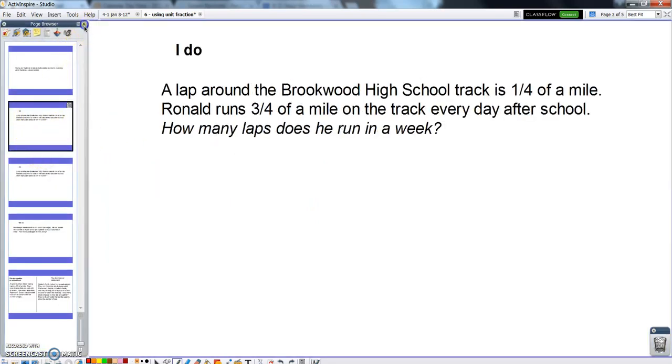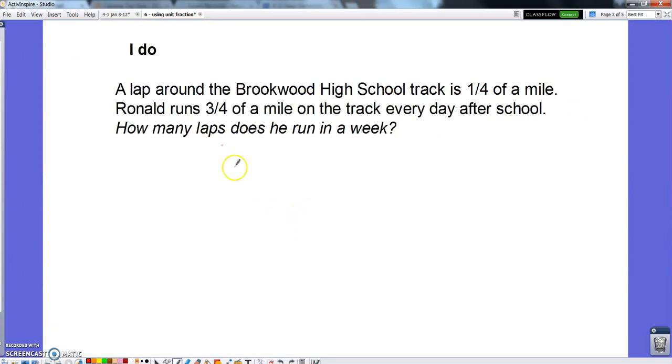All right, so here was our I do from yesterday. I want to review how to do it with yesterday's strategy. It says a lap around the Brookwood track is 1/4 of a mile. Ronald runs 3/4 of a mile on the track every day after school. How many laps does he run in a week? Remember, we've been talking about making sure you pay attention to the question. Not how far does he run in a week. Say how many laps does he run in a week is the question.